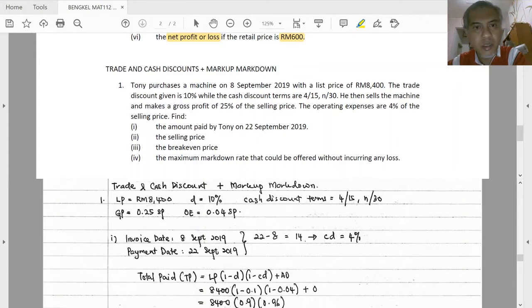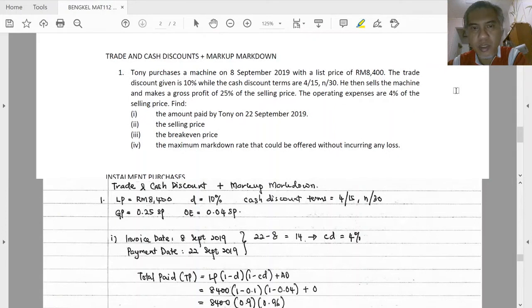In this video, I'm going to continue with the previous materials, that is problems from the workshop for the low achiever students, and we're still going to cover the topic of markup and markdown or retailing mathematics. But for this session, it's going to be a special case question where it combines the topic of trade and cash discount with markup and markdown or retailing mathematics.